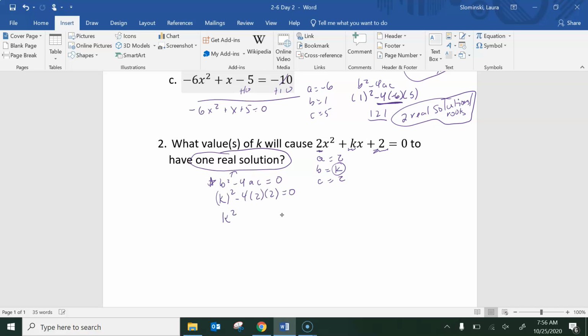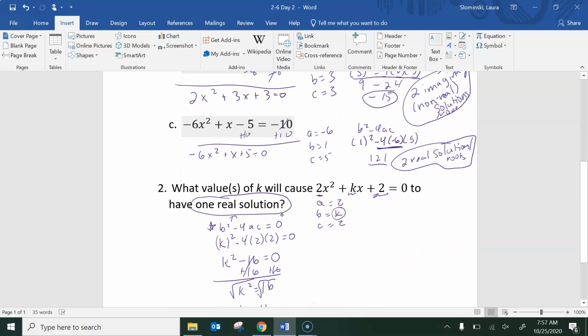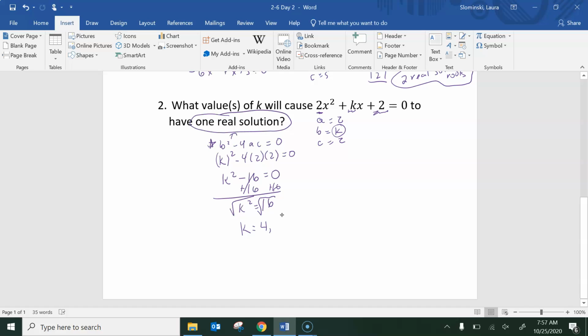So this time I get k squared, 4 times 2 times 2 is 16. So minus 16 equals 0. I add 16 to both sides. I get k squared equals 16, and now we've done this next step a few different times. Remember to get rid of a square, I square root, which means k equals, but to square root 16, remember I'm thinking of what two numbers multiply together to get 16. Well, I can do 4 times 4, that gives me 16. And I can also do negative 4 times negative 4. Okay, so my answers are 4 and negative 4.